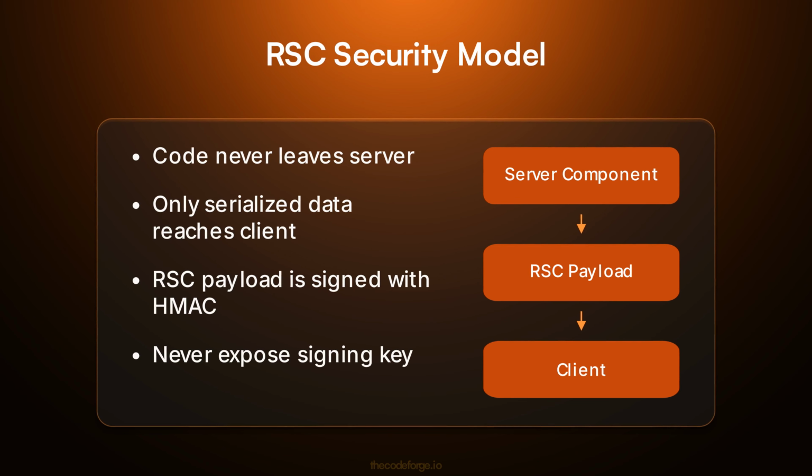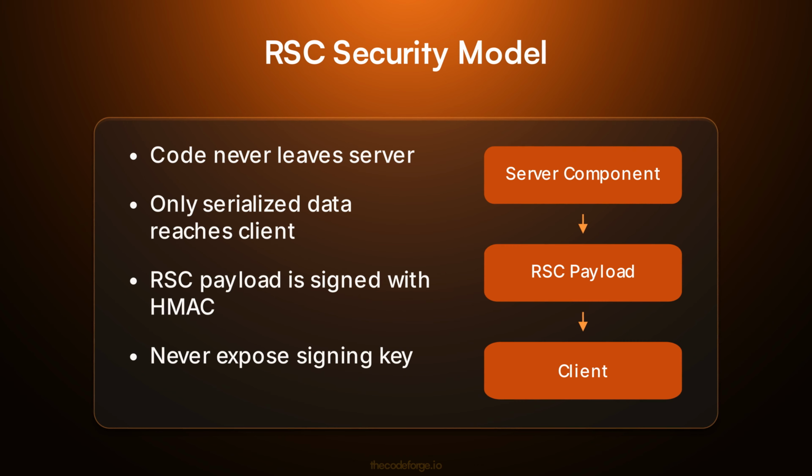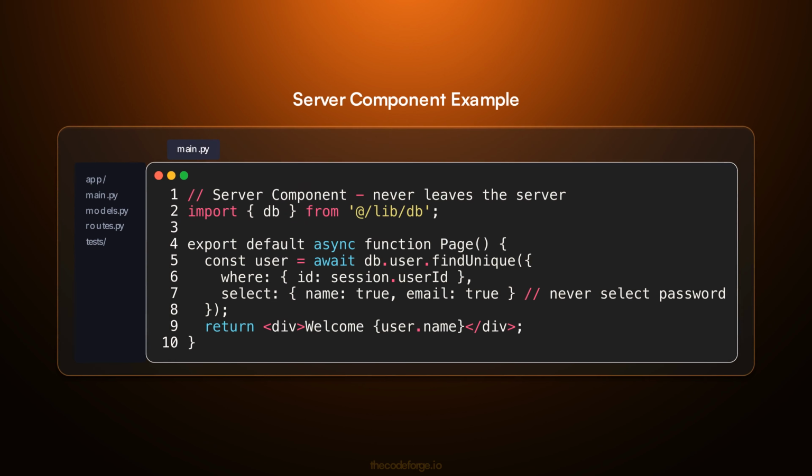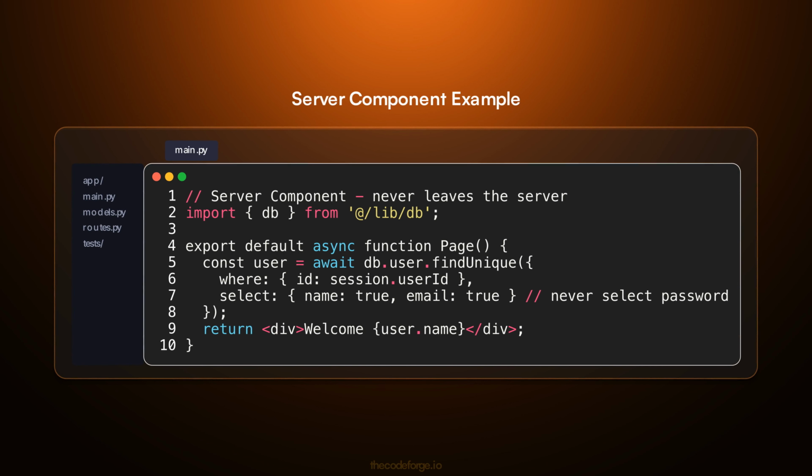RSC executes exclusively on the server. The output is a serialized stream that the client parses. Next.js signs this payload to prevent tampering, but any data you select is serialized, so be careful what you fetch. Here's a simple server component that fetches a user and renders their name. Notice we explicitly select only the fields we need. If you accidentally include a password hash, it will be sent to the client.